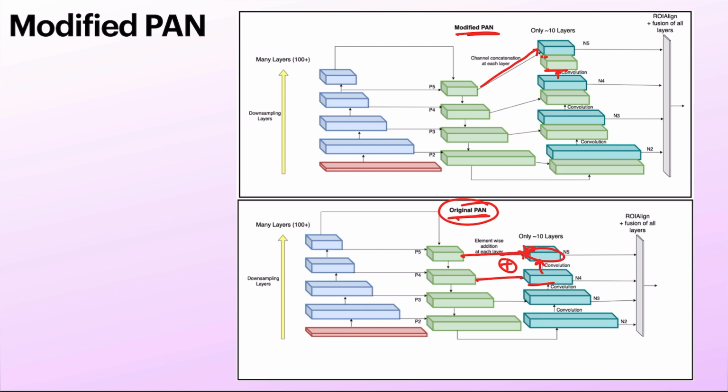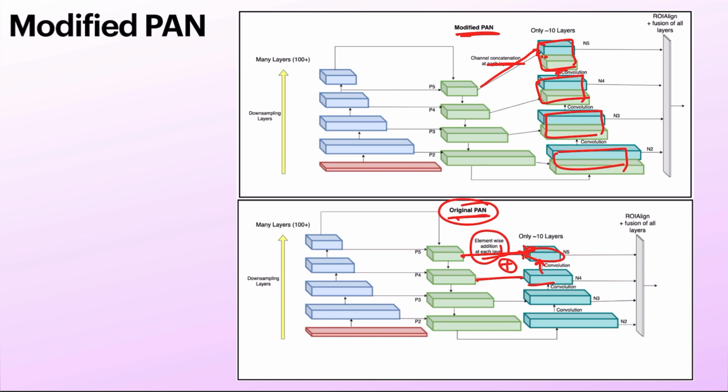So this is the modified path aggregation network. It is using concatenation here, whereas this is using addition and this is using concatenation. This is one difference they have made. This is only to combine more features here at the end. So you have double the number of features here, right?